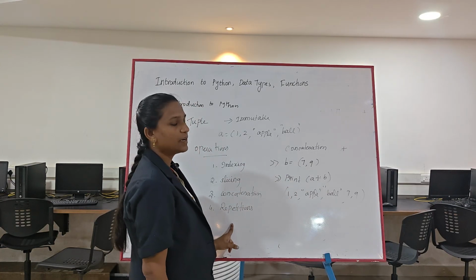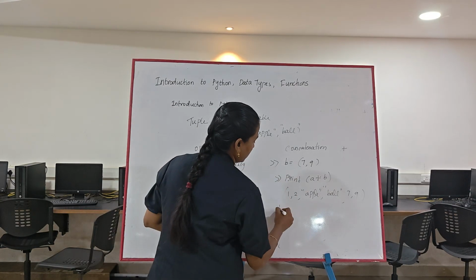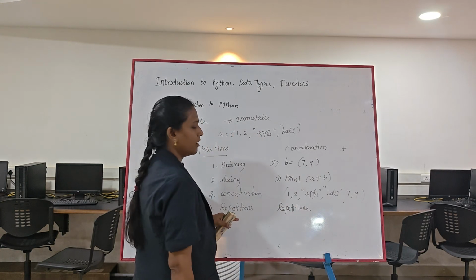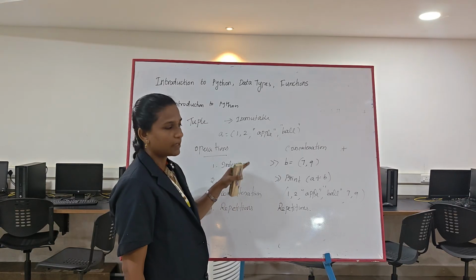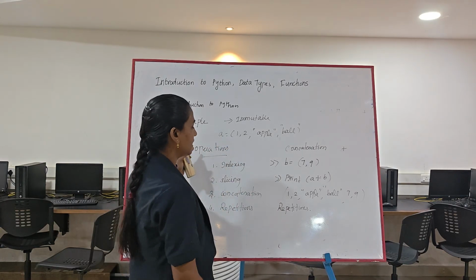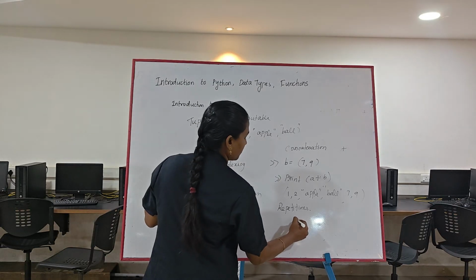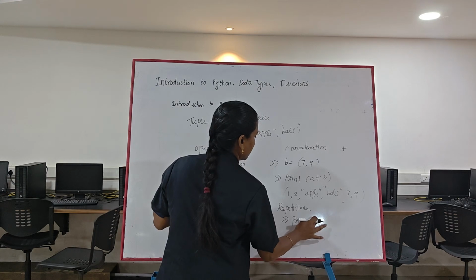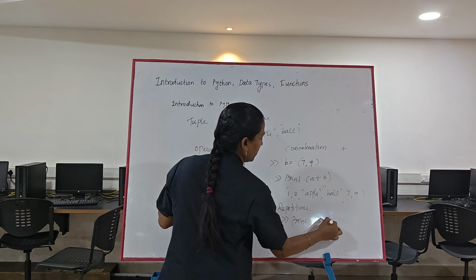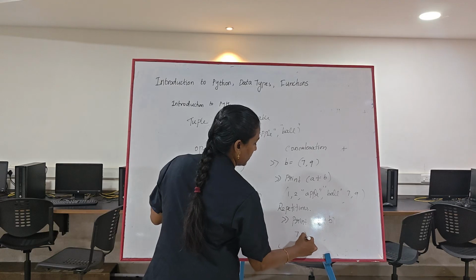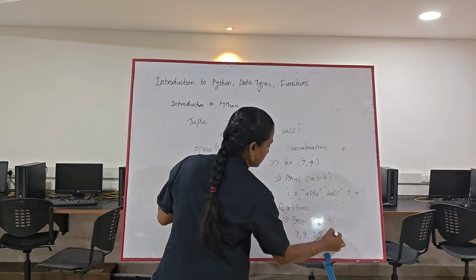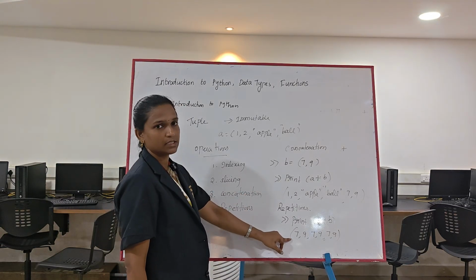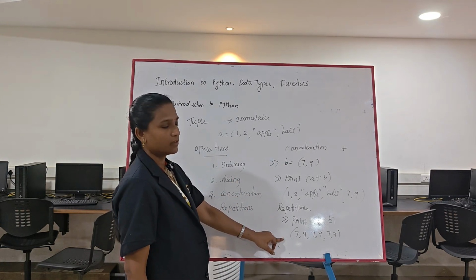This is concatenation. Next one, repetition. Here, how many times we want to display the particular tuple, we mention it at the left side. So here I have given print of 3 times B, that means my output should be 7, 9 displayed 3 times. So this is a tuple, and all the outputs are also enclosed in parentheses. 3 times it will be displayed.